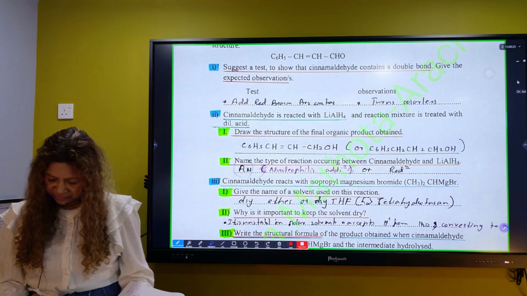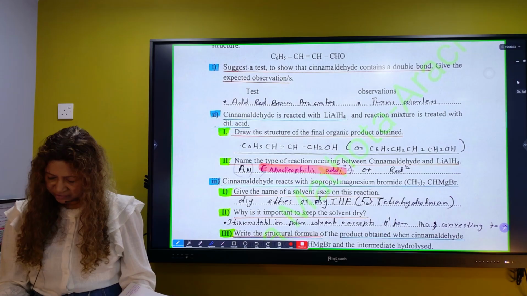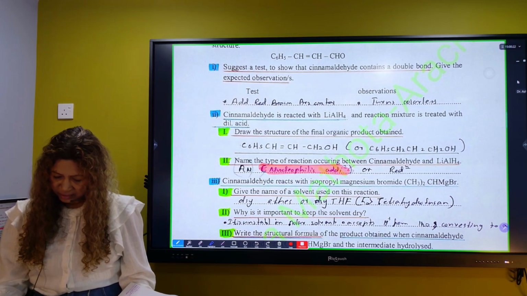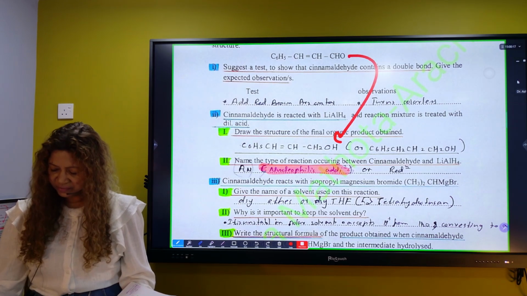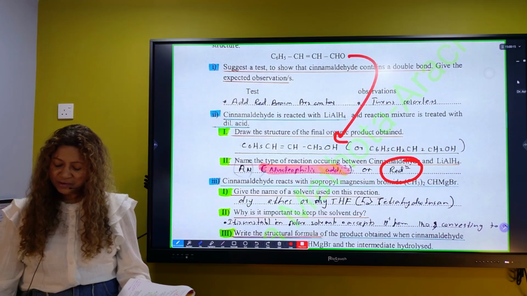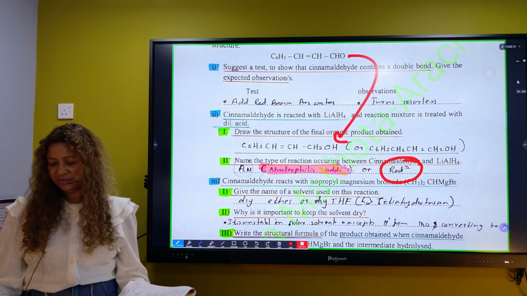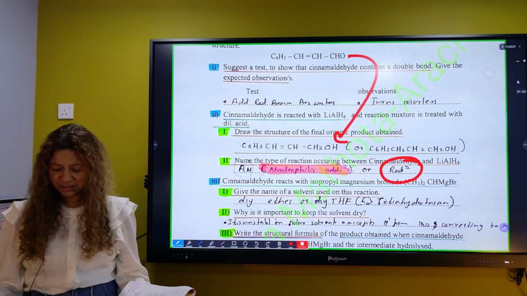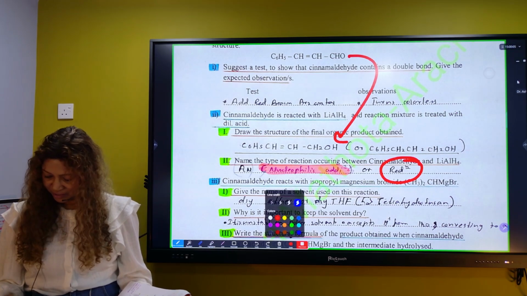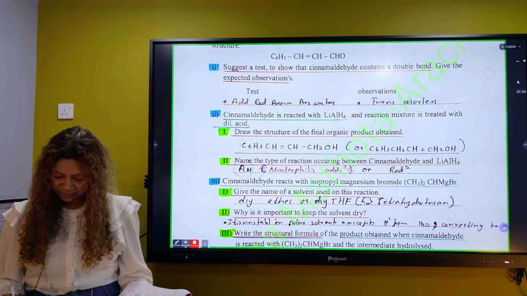Name the type: nucleophilic addition, or actually this is reduction. From here to here, this is reduction. Also, they were accepting this word, nucleophilic addition. But a reduction reaction is occurring. So just write both together, then you're going to get perfect marks or maybe bonus marks.